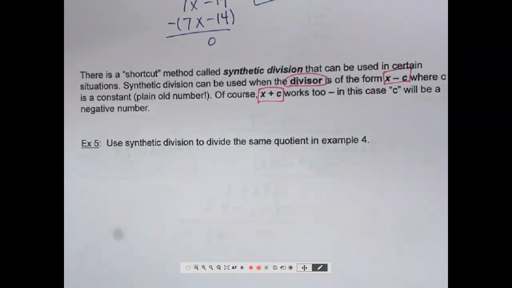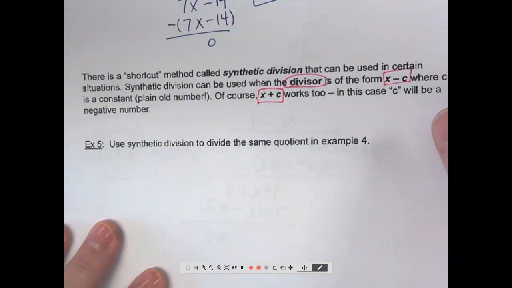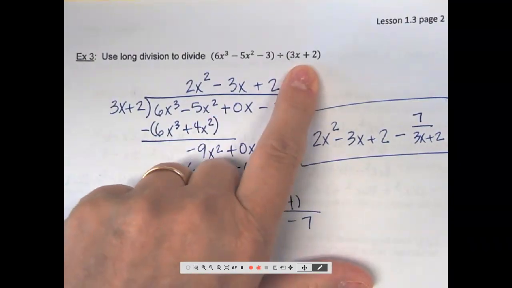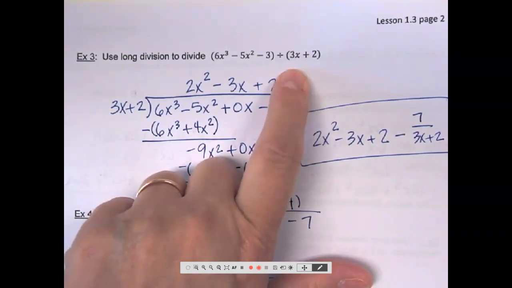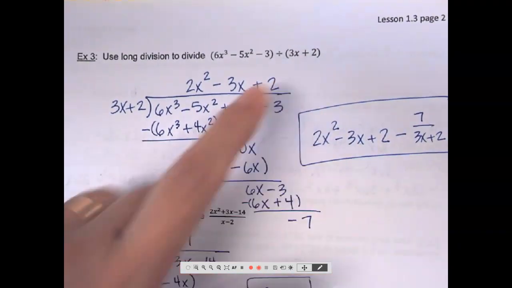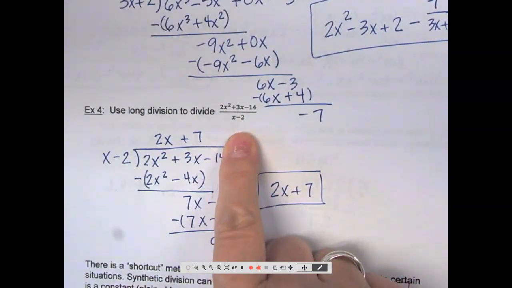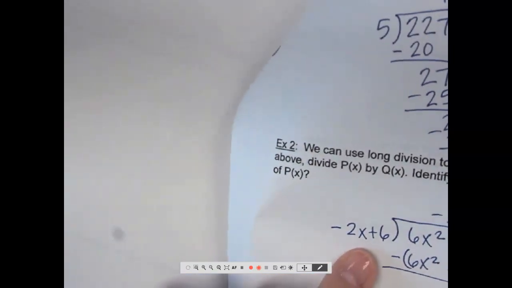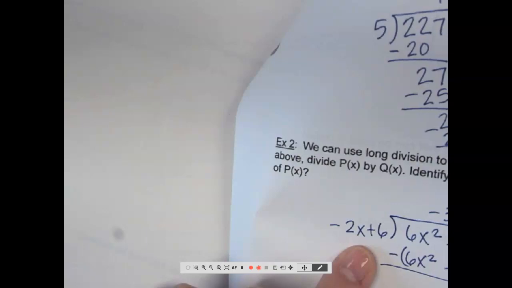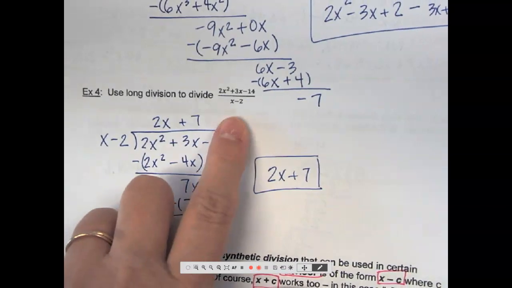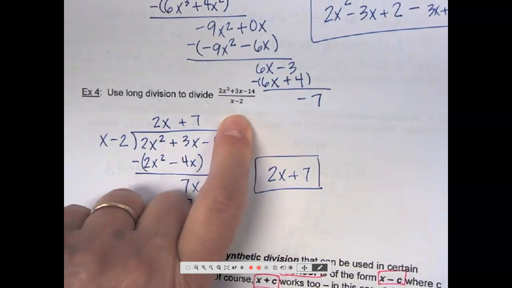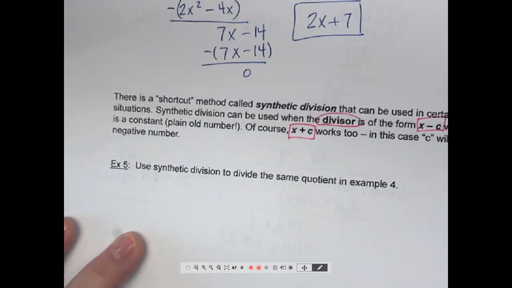But what has to happen is you have to have just an x with a coefficient of 1 in front of it. Glancing back up here, the synthetic division I'm about to show you would not work on example 3, because that's a 3x plus 2. It will work on this one because it's x minus 2. It would not work on this one because there's a negative 2 in front of the x. All right, so we're going to set up this one that I said will work, and see if that comes back to you.